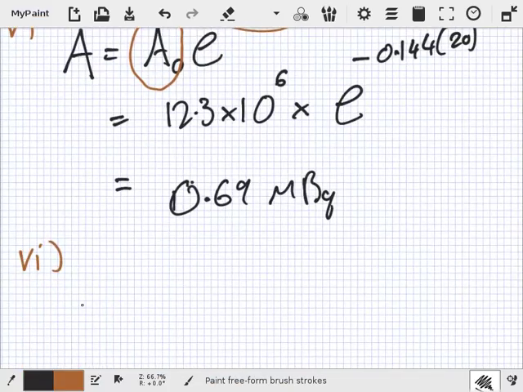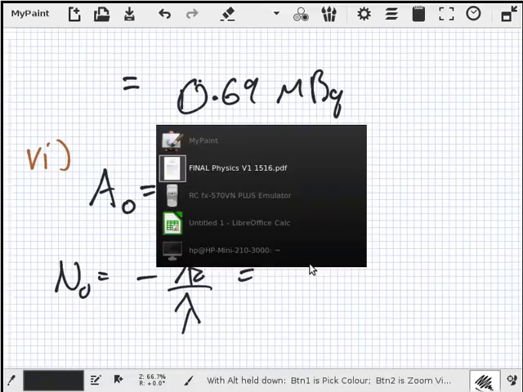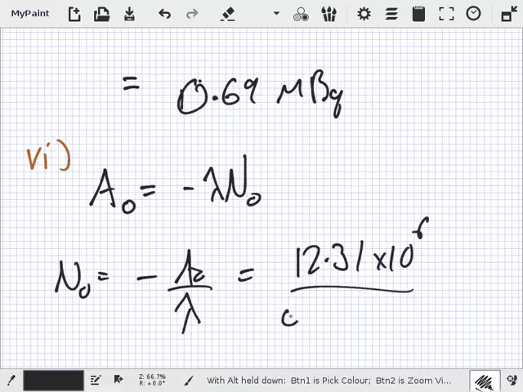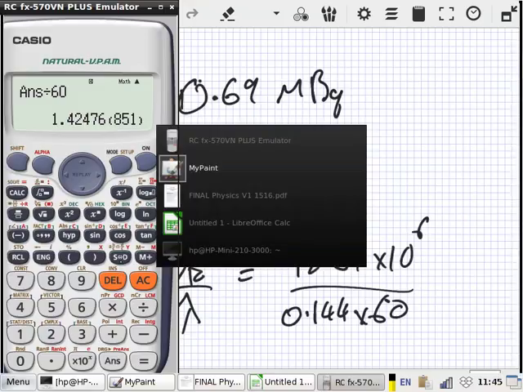Why? Because I can't mix it here. A0 equals minus lambda N0. So, N0 equals minus A0 over lambda. And the A0 is 12.31 times 10 to the 6th. And the lambda is 0.144 per minute. So I just need to fix my answer by dividing by 60. And I get 1.42.